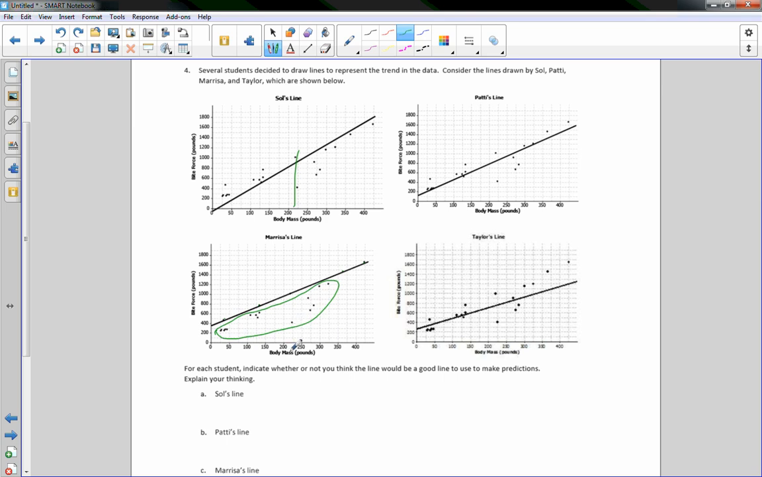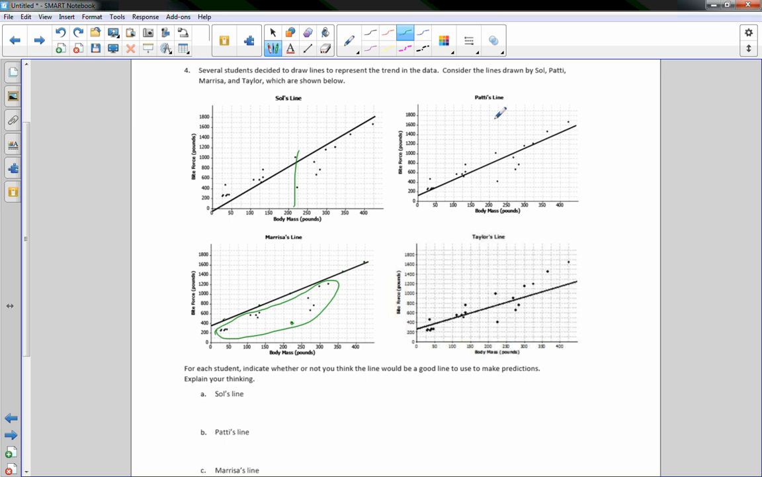So if something weighed 225 pounds like this gator, or whatever one that is, Marissa's line is saying that it would have a bite force over 1,000 pounds when it really has a bite force of 400 pounds. So this is way off. Okay.